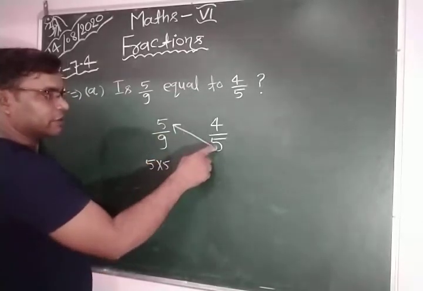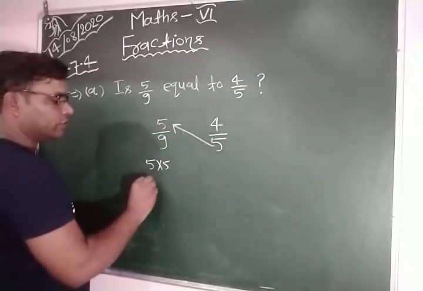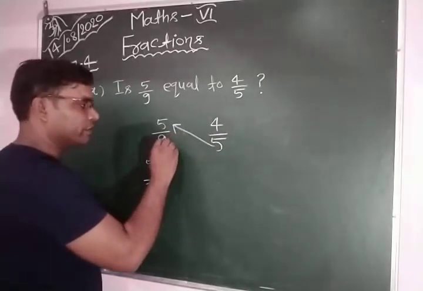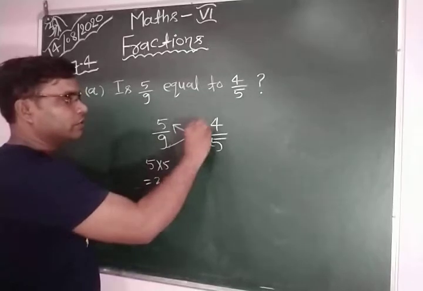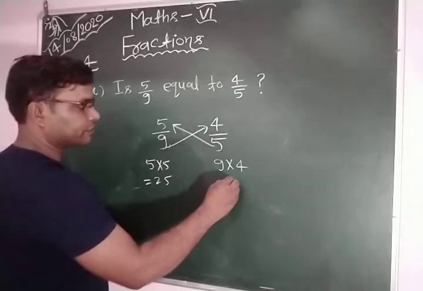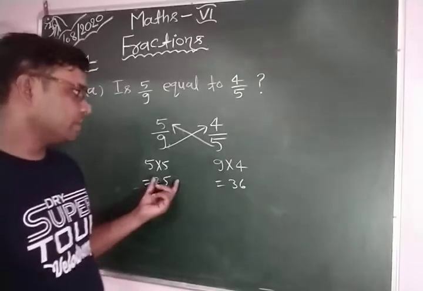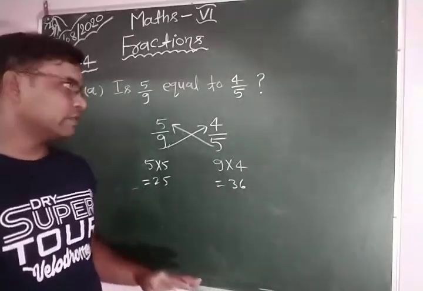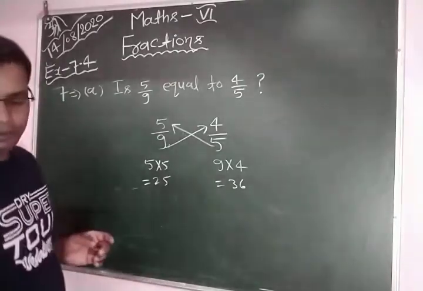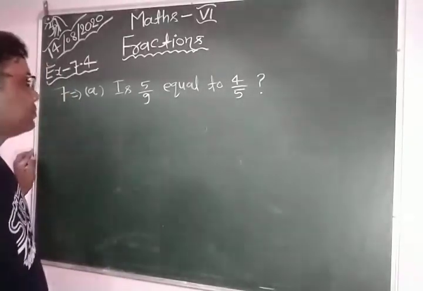Okay. This digit to this. Okay. This denominator to this numerator, 5 into 5, this is equal to 25. Okay. And after this 9 into 4, this denominator to this numerator, so 9 into 4, this is equal to 36. So obviously you can say they are not equal because this is 25, this is 36. Okay, both are not equal. Okay, so you can say no, this is not equal.